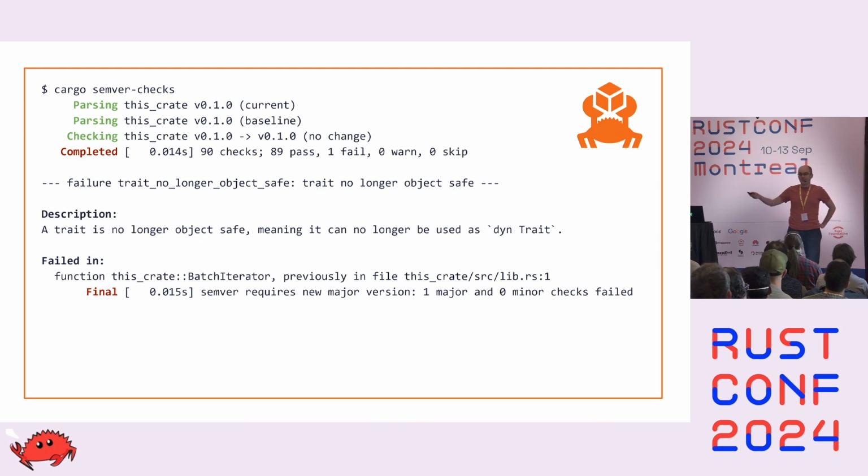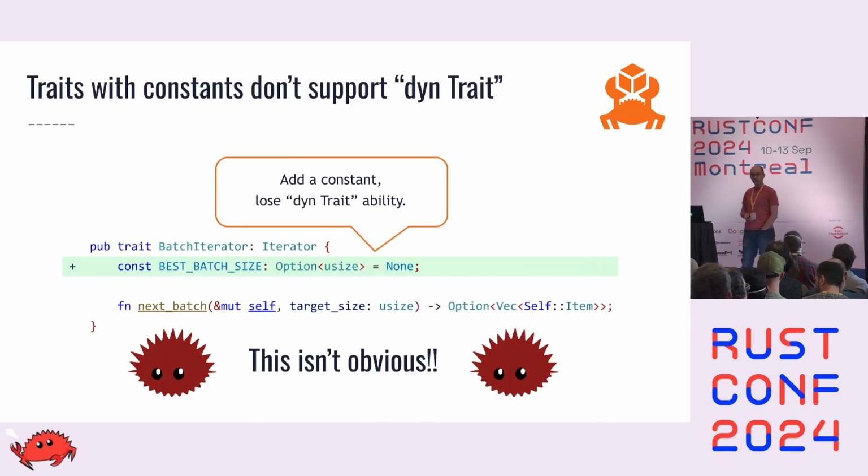Yeah, me either. I learned about this when cargo-semver-checks caught something that would have been a breaking change for me. Running cargo-semver-checks, we see that we have accidentally broken object safety. Cargo-semver-checks says this trait is no longer object safe. It can't be used as dyn trait. And again, it tells us that the problem is batch iterator on line 1 in the lib.rs file.